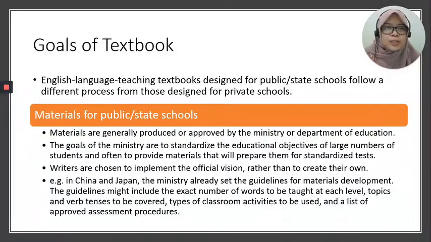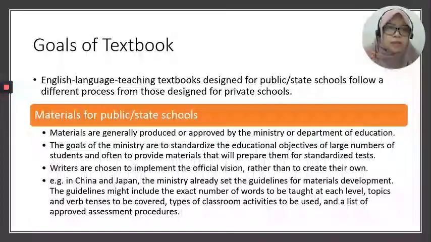Have you ever heard of the book entitled When English Rings the Bells? Yes, that is the book from the Ministry of Education. That is the best example for this. And then of course the goals of the ministry are to standardize the educational objectives, the learning objectives of students throughout Indonesia, and also to provide materials that will prepare them for the standardized tests.